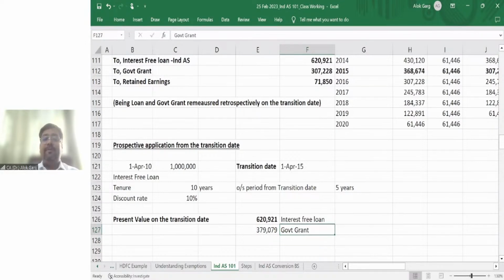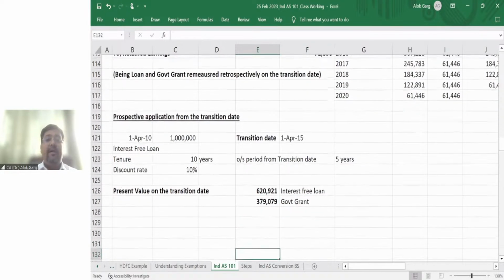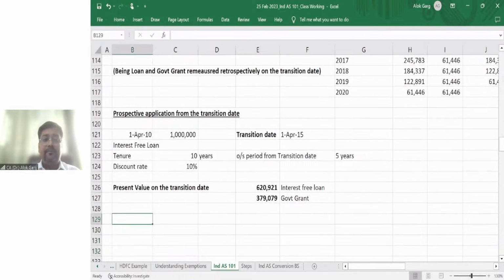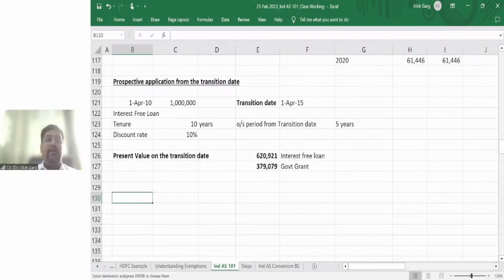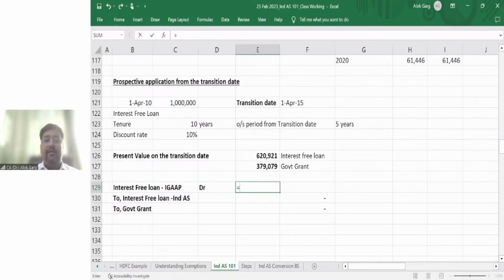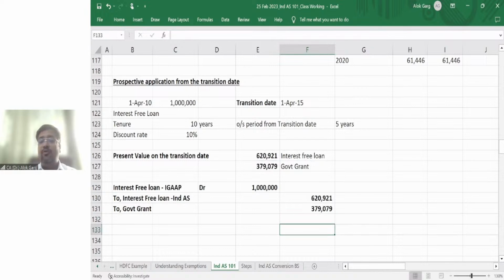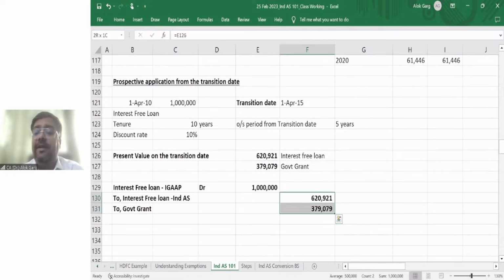If you apply prospectively, what is the accounting entry? Interest-free loan IGAP account debit 10 lakh rupees on the date of transition, to interest-free loan Ind AS, to government grant. See, there is no retained earnings impact. Why? Because you have applied prospectively. But in the earlier case, there was a retained earnings impact.